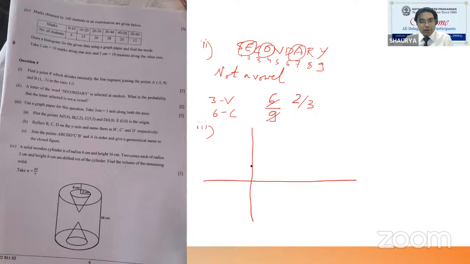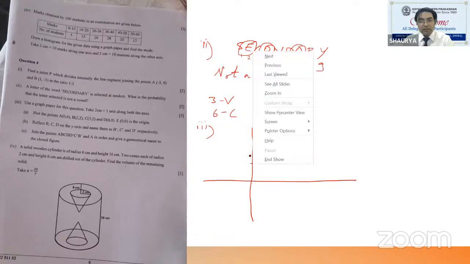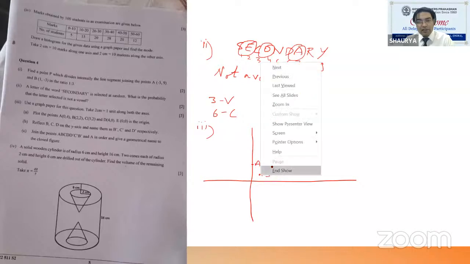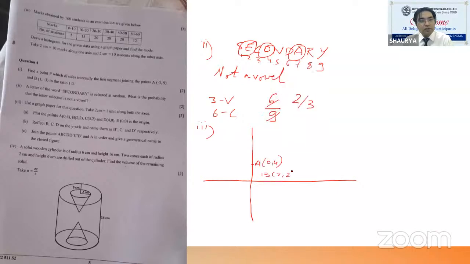Point A is 0, 4. Let's say this is that point. This is point A with the coordinates 0, 4. The second point we have with us is 2, 2. So let's say somewhere here. This is point B, which is 2, 2. Point C is 5, 2. So if this was 2, 2, this would be somewhere in the same line.